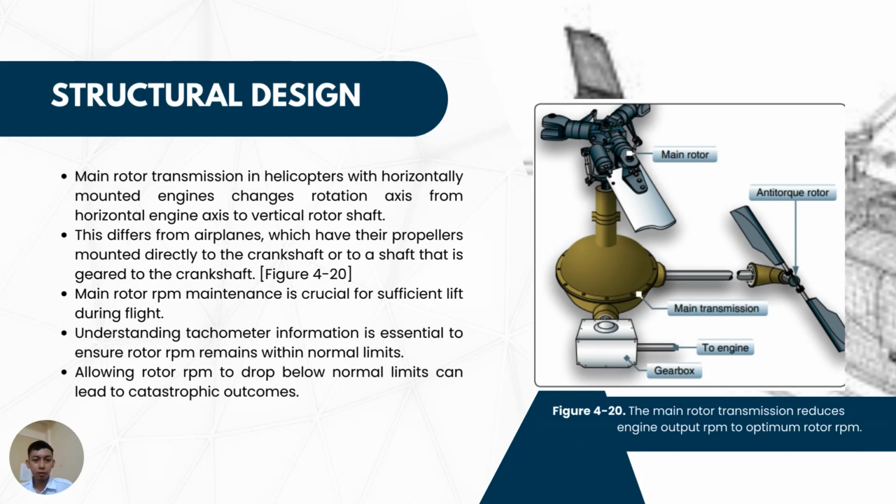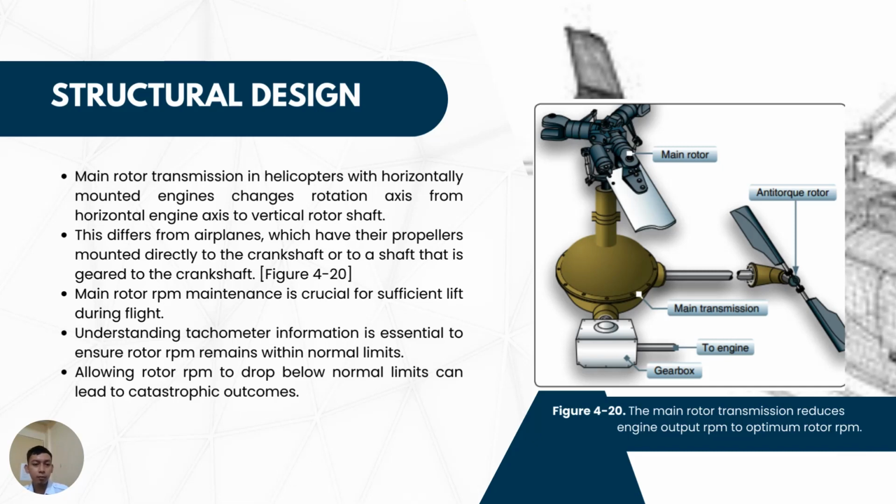For the structural design, the main rotor transmission in helicopters with horizontally mounted engines changes the rotation axis from the horizontal engine axis to the vertical rotor shaft. This differs from airplanes, which have their propellers mounted directly to the crankshaft or to a shaft that is geared to the crankshaft, as seen in figure 4-20 on the right side of the presentation.